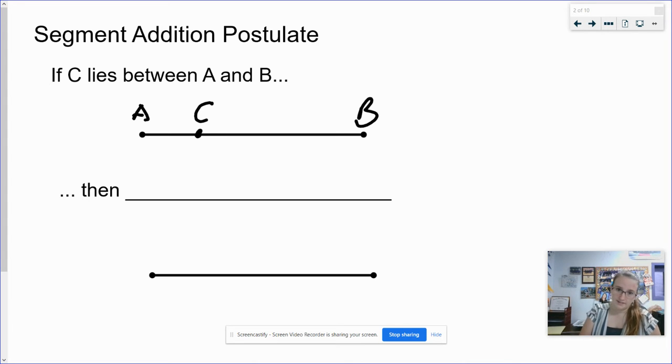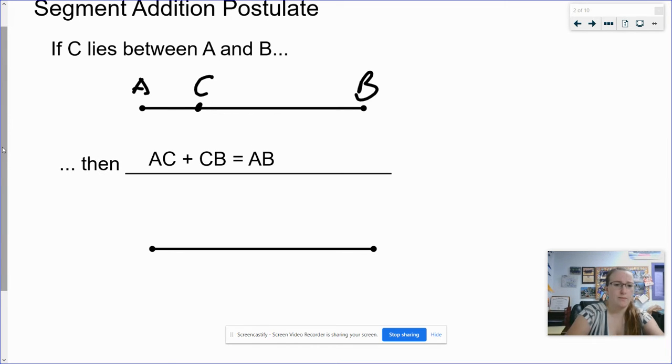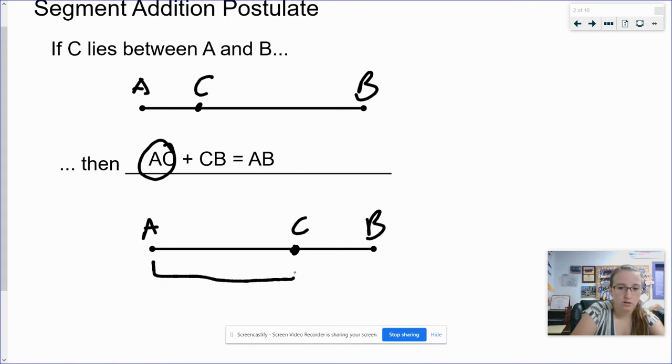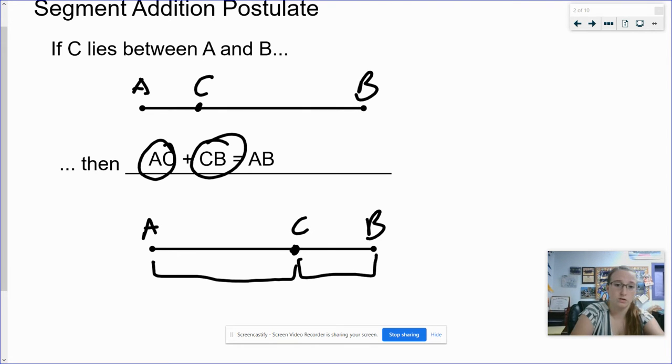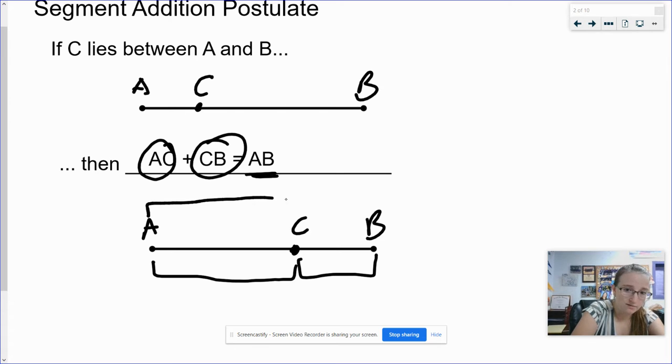So if this is true, if C is in between A and B, then this is the segment addition postulate: AC plus CB equals AB. This should be pretty obvious. It should make sense. I'm going to go ahead and relabel this, and I'm going to put C in a different spot so that you guys understand C can be anywhere. So when it's referring to AC, it's referring to this chunk. We know that when I have 2 points together like that, AC, that means a line segment. So that segment AC plus CB, the next chunk, equals AB, which is all of this.